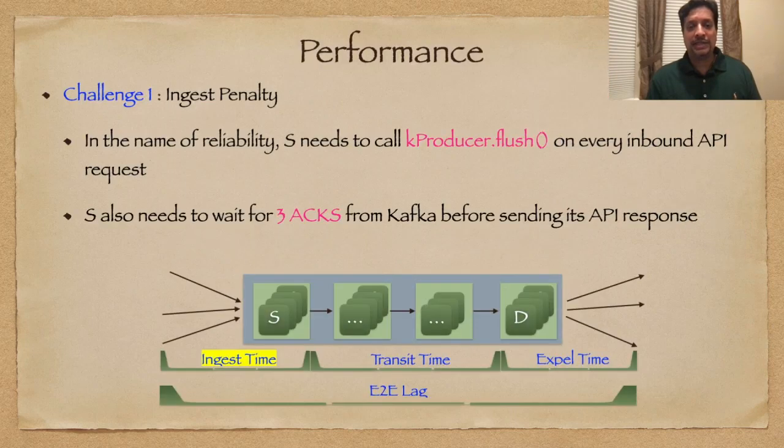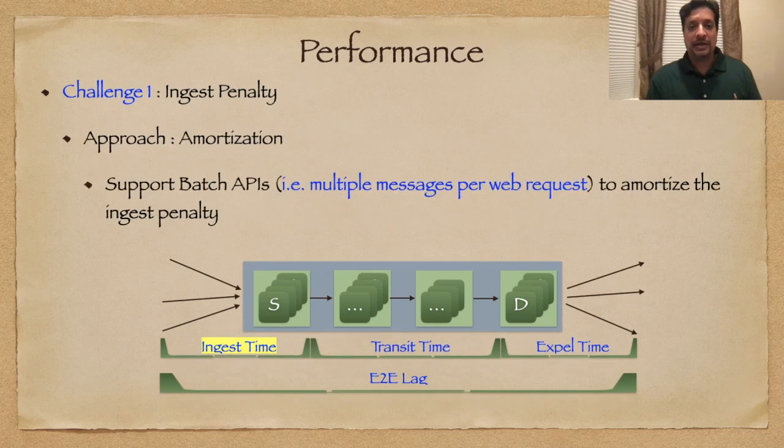The first penalty is the ingest penalty. In the name of reliability, S needs to call kproducer.flush on every inbound API request. S also needs to wait for 3 acks from Kafka before sending its API response. Our approach here is to amortize. What that means is that we will support batch APIs. Therefore, we get multiple messages per web request. We can then amortize the cost over multiple messages, thereby limiting this penalty.